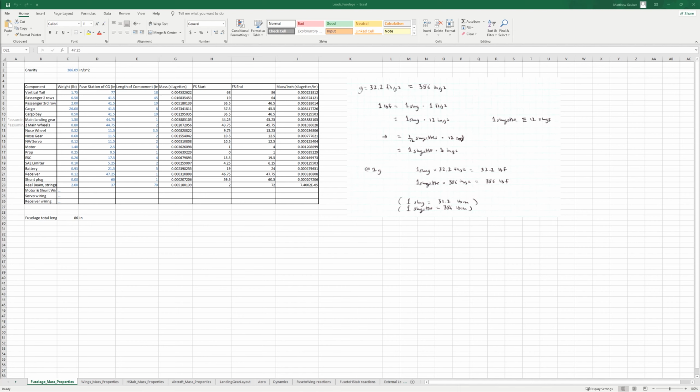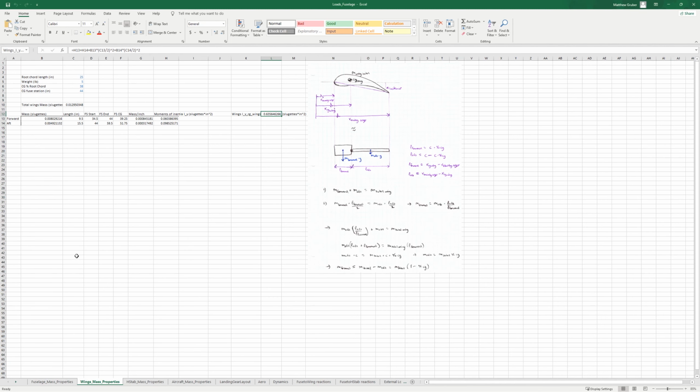So we're in imperial, and we'd rather use inches than feet. So here, for mass, we're using slugettes, which is 12 slugs. It sounds a bit weird at first, but it works well if you use gravity in inches, then you can use slugettes, with, over here, a conversion chart for it. So we have the fuselage mass properties. Now we're also doing the wings and the HStab.